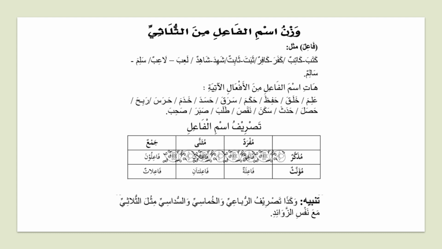If we can do another one, we'll go hafidhan. So hafidhun, hafidhani, hafidhuna, hafidhatun, hafidhatani, hafidhatun. And then he says underneath that the khumasi, the ruba'i and sudasi, the 4, 5 and 6 letters, the increase will be the same.